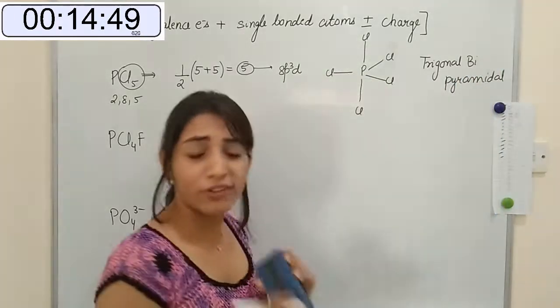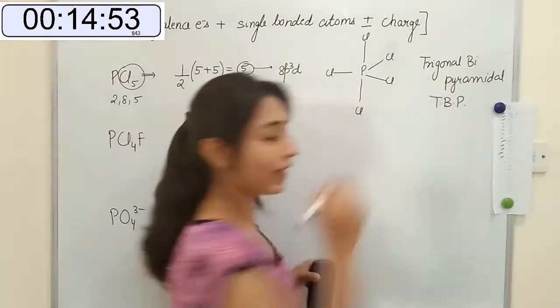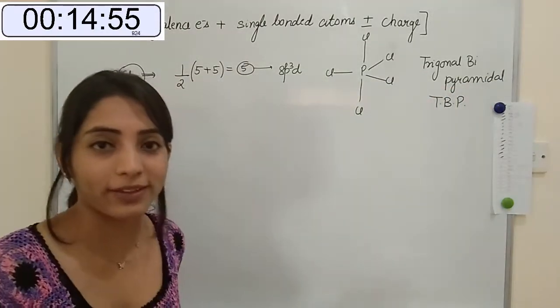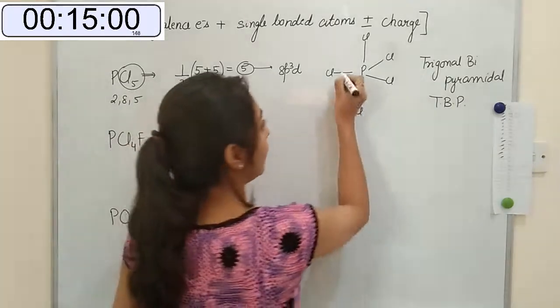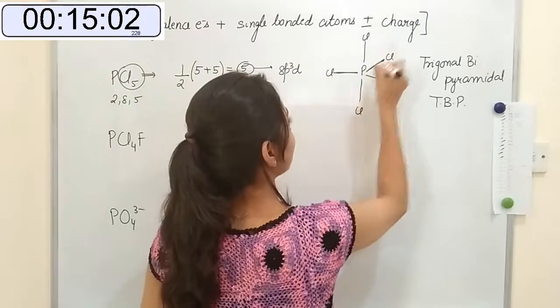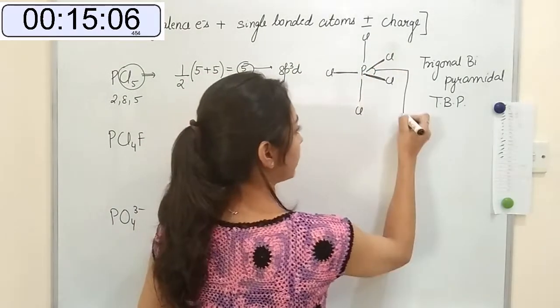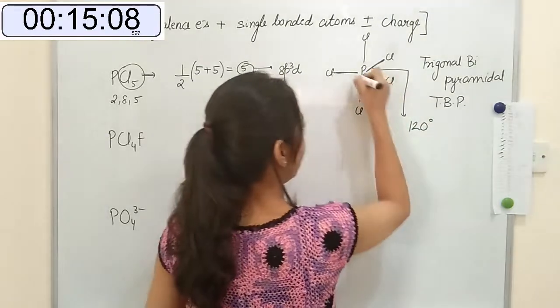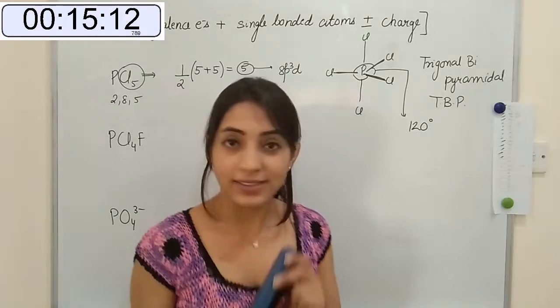I will not write trigonal bipyramidal again and again because it is too long. I'll simply call it TBP, trigonal bipyramidal. Now an important thing, if we have to talk about the bond angle: you look at this, they are forming a triangle. So the angle between these two bonds is 120 degrees. Similarly, between these two and these two. So there will be three 120 degree angles, right?